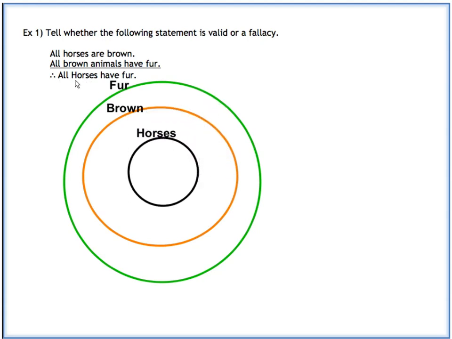Now we ask ourselves, do all horses have fur based on the diagram? Well, you can see here in this green circle is fur, and all horses must be inside that green circle. So therefore, this is a valid argument.